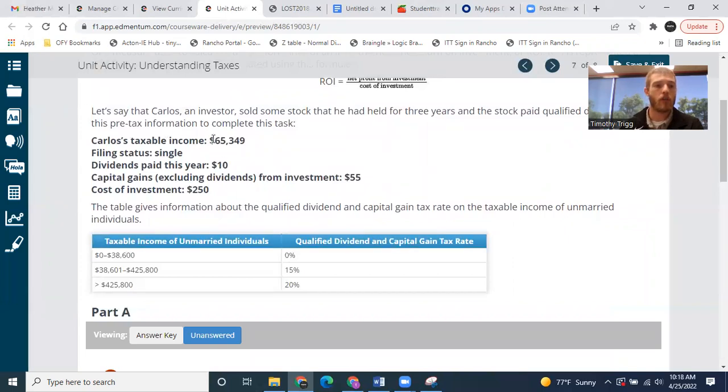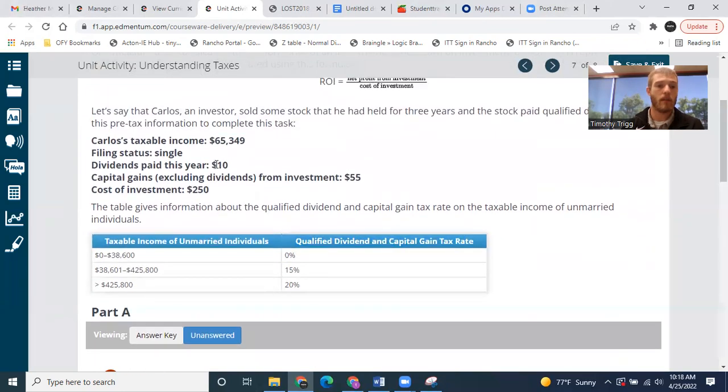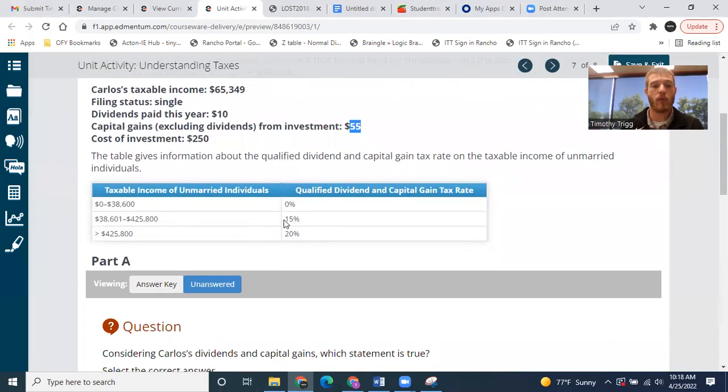So for Carlos, he's got $65,349 of taxable income. That's going to put him in this middle tax bracket, 15%. So this will be his capital gains tax and tax on qualified dividends. You can see here's his dividends and here's his capital gains. That's a total of $65, and he's going to get a tax rate of 15%.